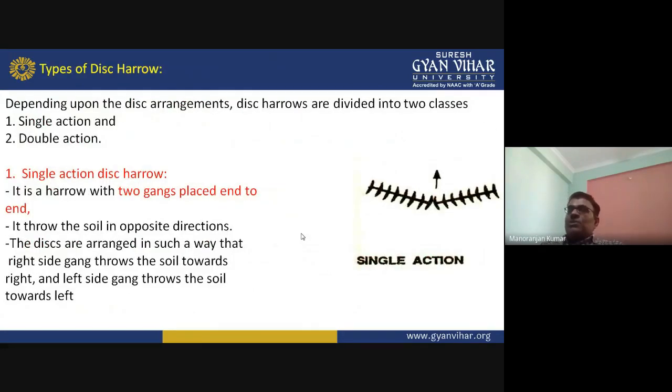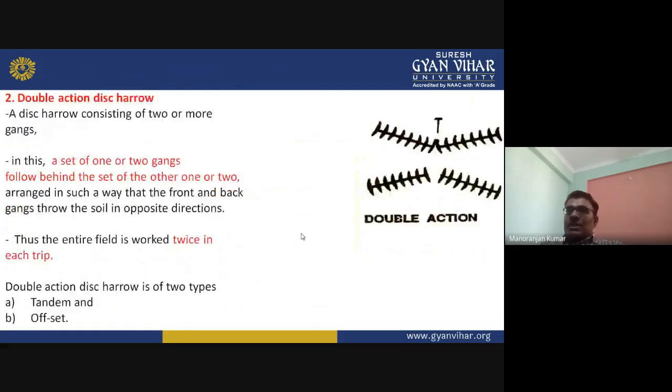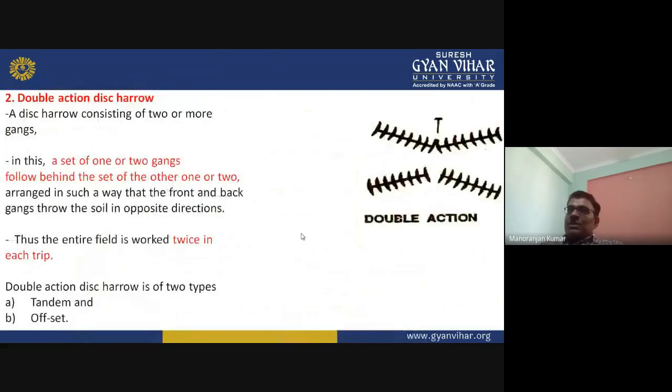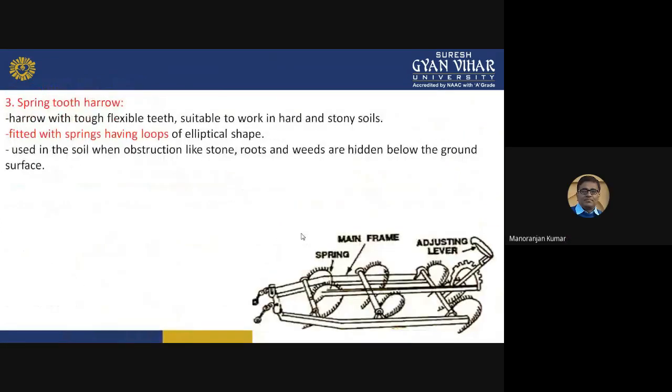We have also seen the types of disc harrow. There are two types: single action and double action. In the single action, in each trip, the work is completed one time. But in the double action, in each trip the work is completed twice. Again, we have seen the different types of double action disc harrow, that is the tandem and offset. We have also seen the different types of harrow.